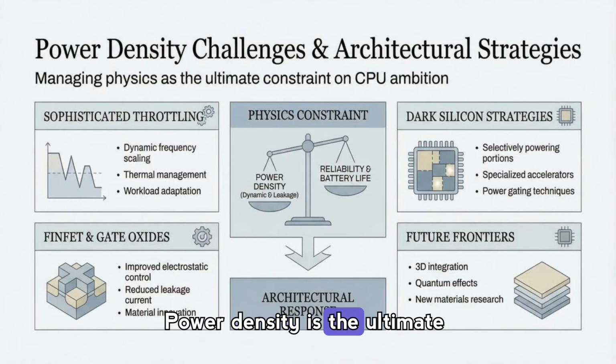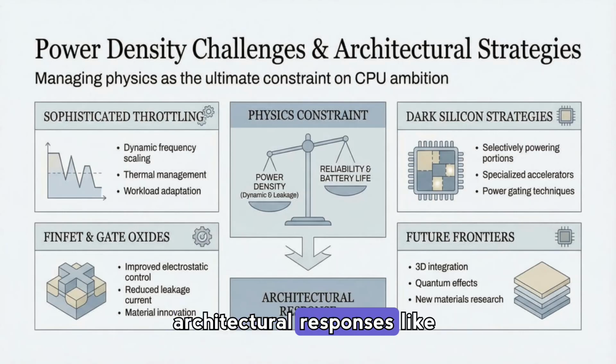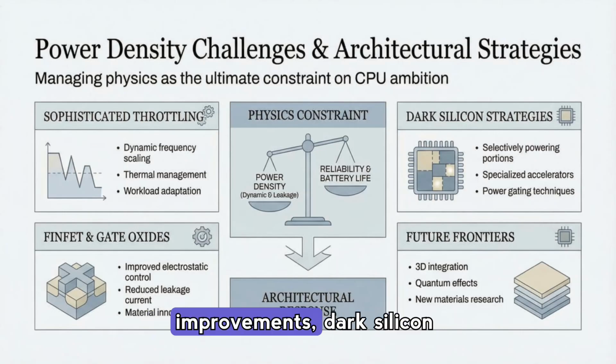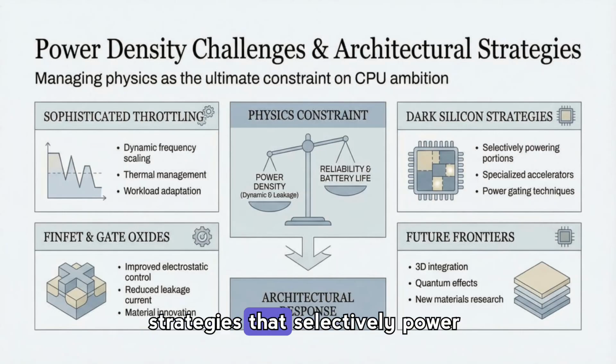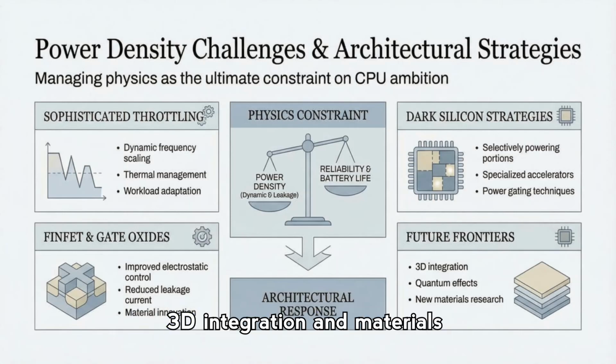Power density is the ultimate constraint on CPU ambition, forcing architectural responses like sophisticated throttling, workload adaptation, and new transistor geometries. The slide highlights FinFET and gate oxide improvements, dark silicon strategies that selectively power regions, and future frontiers such as 3D integration and materials research, all aimed at managing power while preserving performance and reliability.